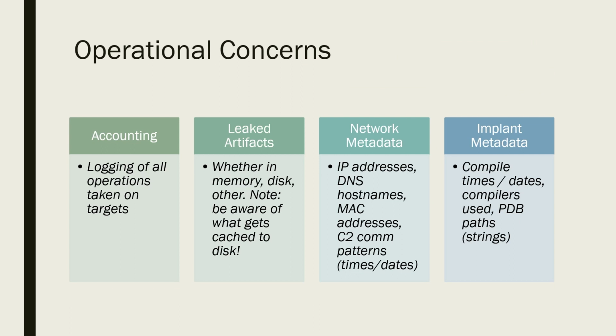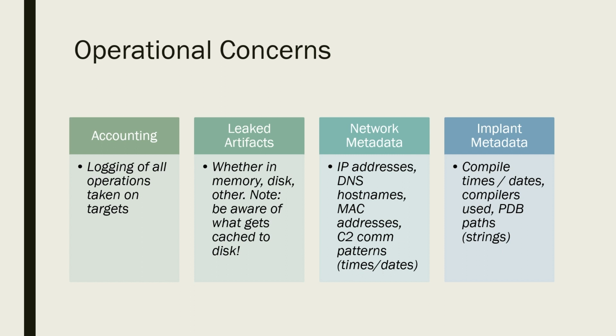We've got to think about operational concerns. Accounting is a big one: the logging of all operations taken on targets. This also includes leaked artifacts, which can be things left in memory or on disk. One thing that also commonly gets missed are things that get added to cache, right?